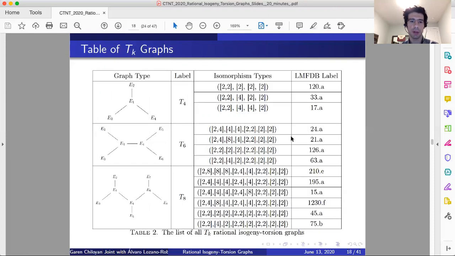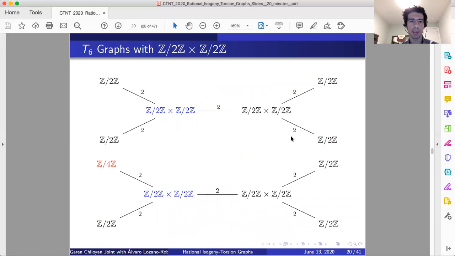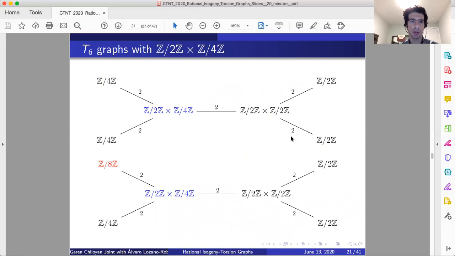These are examples of all the T-type graphs. These are all the T4 type graphs, so 4 vertices. These are all the T6 type graphs with Z2 cross Z2 torsion. These are all the T6 type graphs with Z2 cross Z4 torsion.